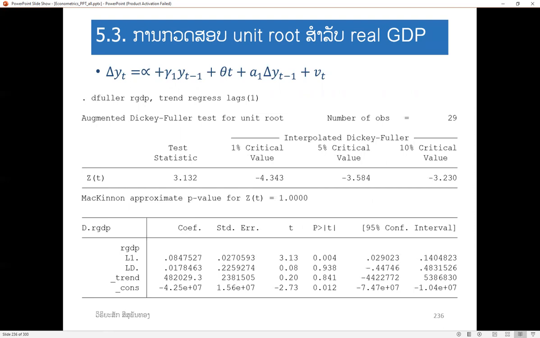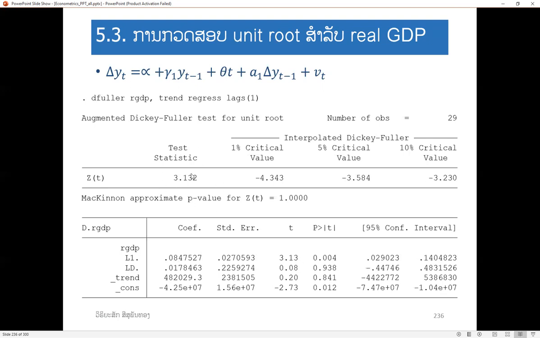We can calculate this by using the automatic command in the regression in the data. We can type dfuller and then put the variable that we need to test. I include the option trend regress in order to show the regression result. And the last one is lag 1, which is trying to capture the serial correlation. So here, the result is the same as we did manually before: 0.8, and the t-test is 3.13.